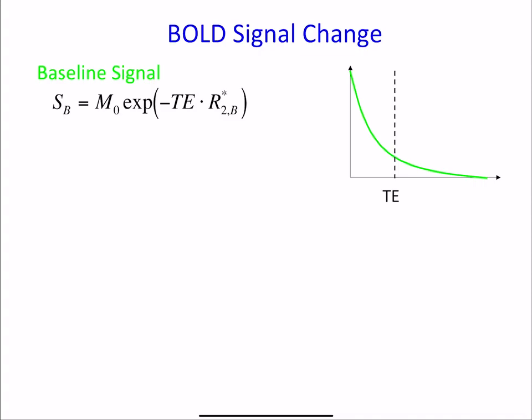Here's the basic thing that's going on in MR. You might have a baseline state where you've got some magnetization and it's decaying with some R2 star baseline. So it's got the decay shown by that green line.